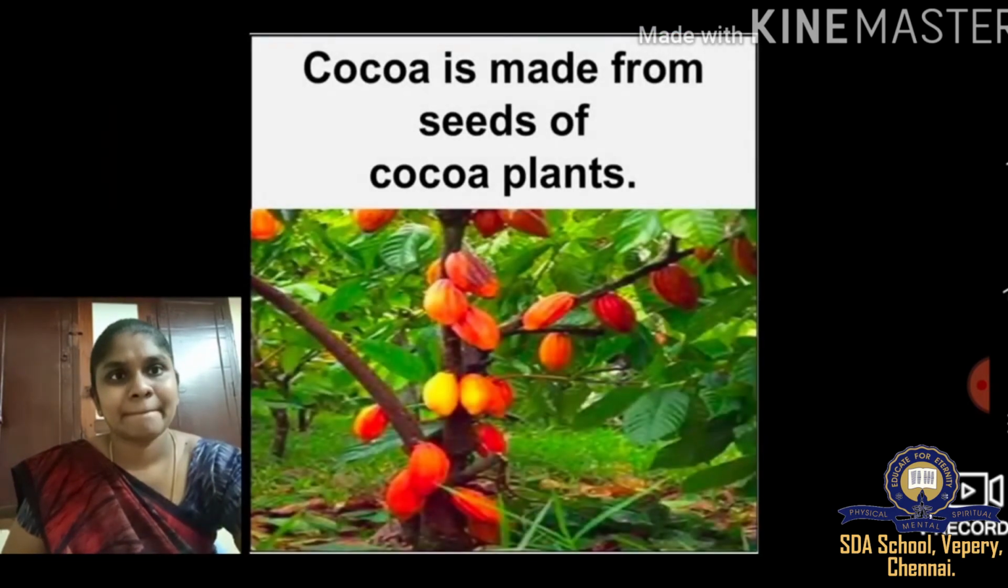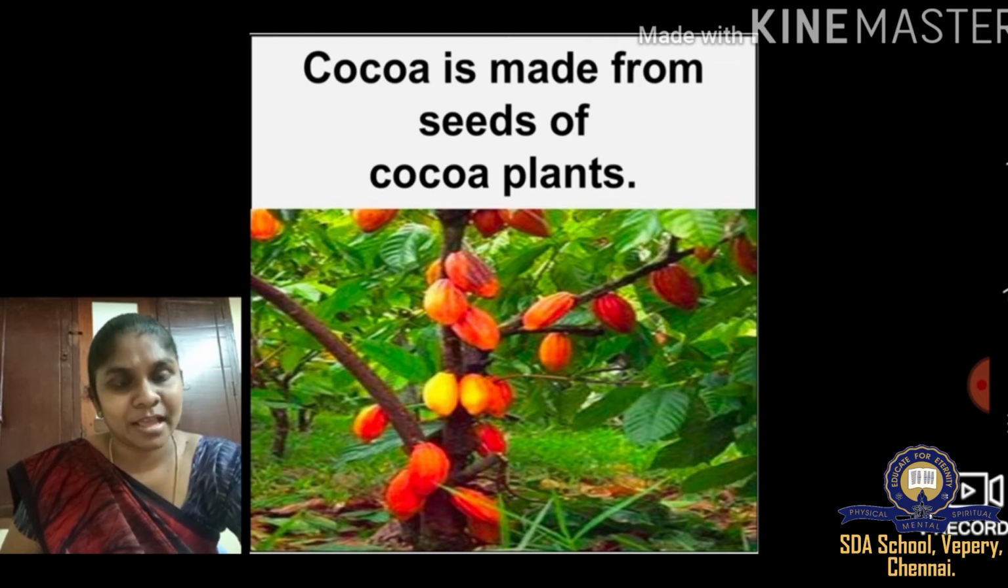Next, this is the cocoa plant. Cocoa is made from seeds of cocoa plants. This is the cocoa plant and the orange reddish colored seeds. Are you all looking at this picture? Yes, these are seeds of the cocoa plant and these seeds are then roasted. Then I will show you some pictures also.